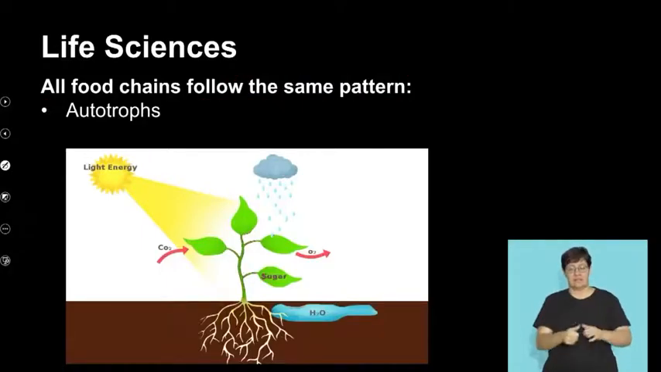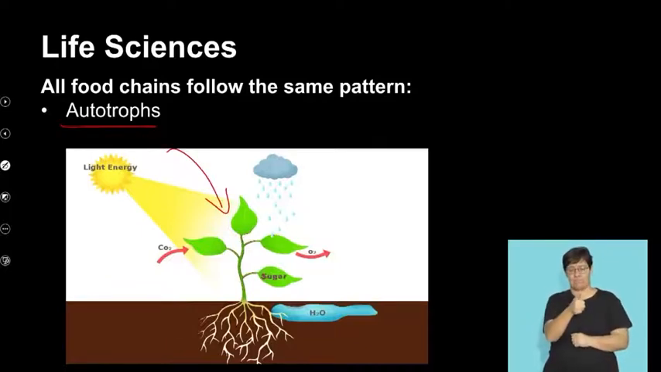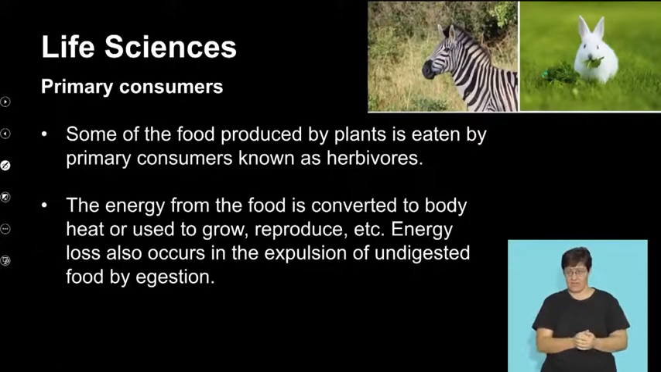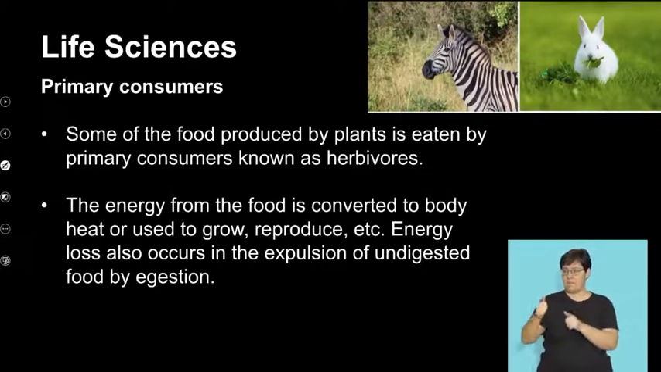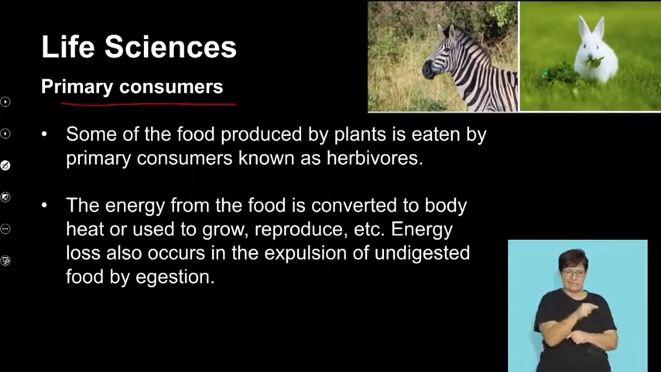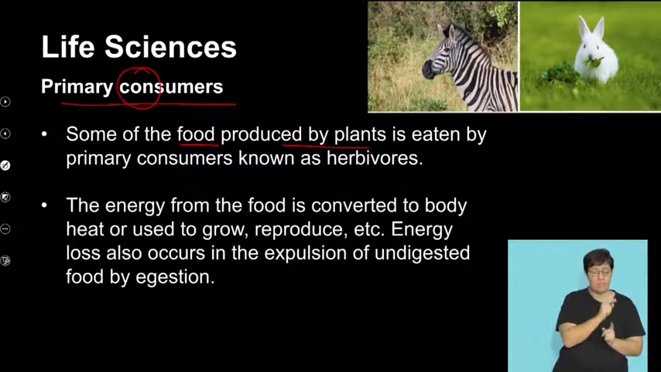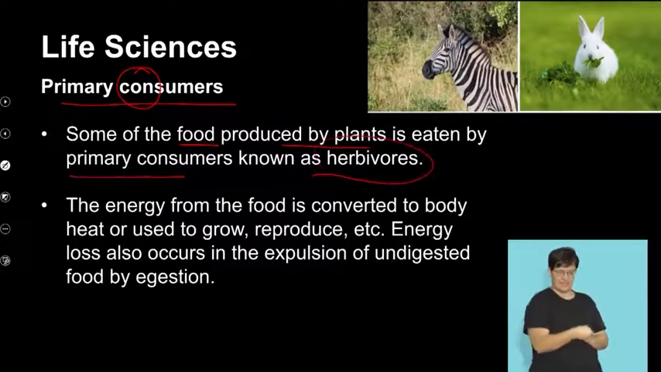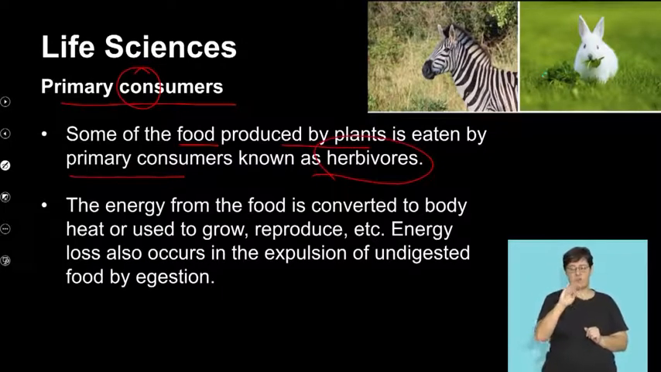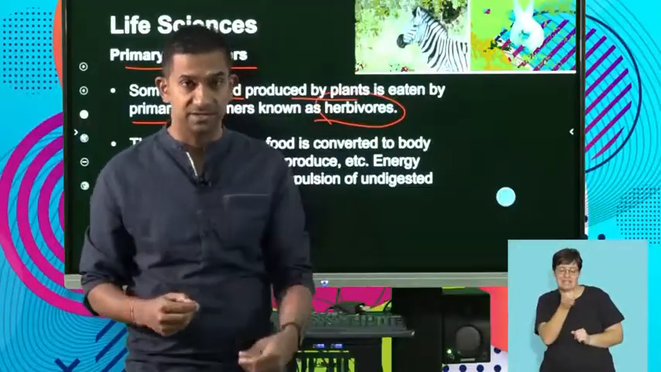The next concept is, obviously, we base this on plants being our predominant organisms that photosynthesize and produce. As we move through a food chain, we see that they are primary consumers. And the word consume refers to users. So some of the food produced by the plants is eaten by primary consumers, and often these are known as herbivores. And your herbivores are those organisms that feed off plants.